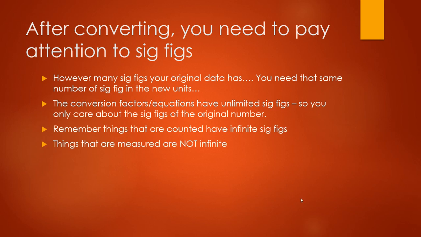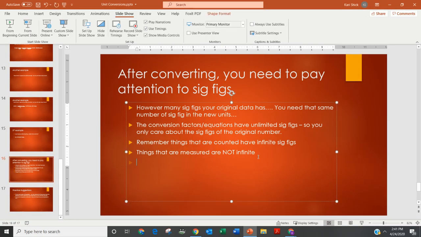So I added a note here. Remember, things that are counted have an infinite number of sig figs, like 5 apples, 12 eggs, 10 students. But things that are measured do not have an infinite number of sig figs, so you have to pay attention to the number of sig figs in those. So in your final answer, that's what you have to pay attention to.